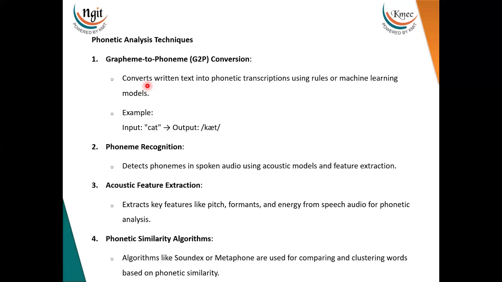Clear? And this grapheme can be a letter or a combination of letters, or sometimes a symbol which is used in writing. For example, let us say the letter C in the word cat, where it represents the K sound. When we say cat, C-A-T, the particular letter C present in cat has the K sound.